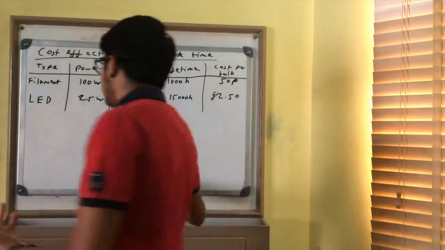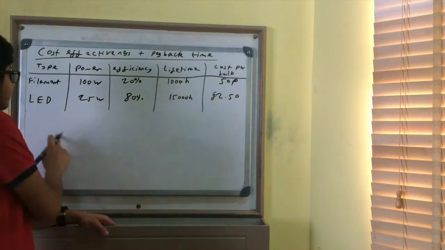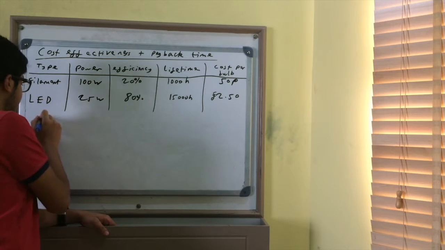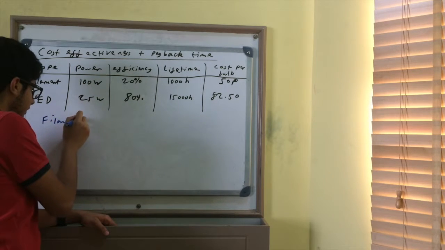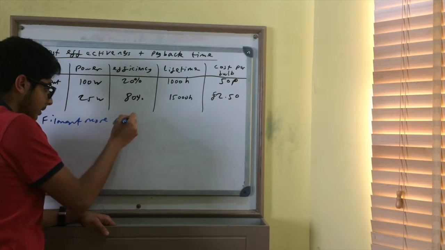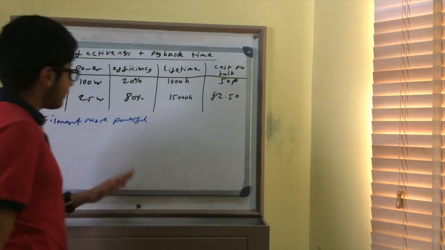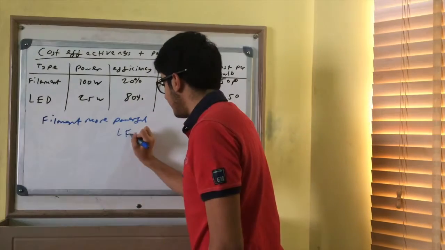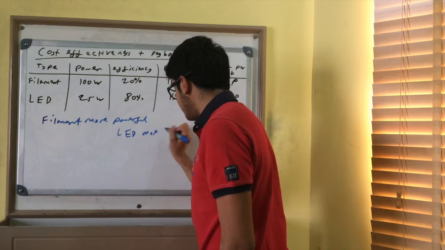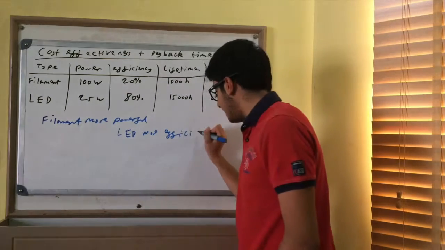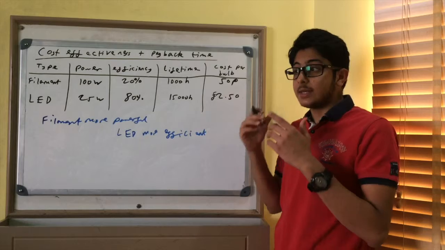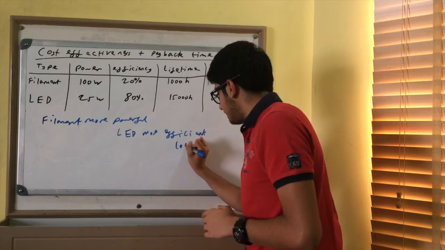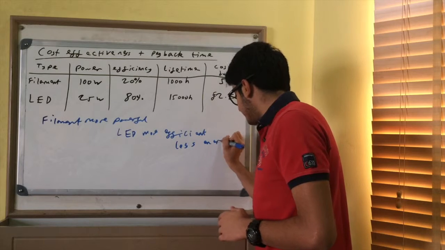So if this was a 6 marker, how would you answer this? Well, a filament bulb is more powerful than an LED. So filament, more powerful. However, an LED is more efficient. And because the LED is more efficient, less energy is wasted. And that is really important when we talk about payback time. But we'll talk about that later. So less energy wasted.